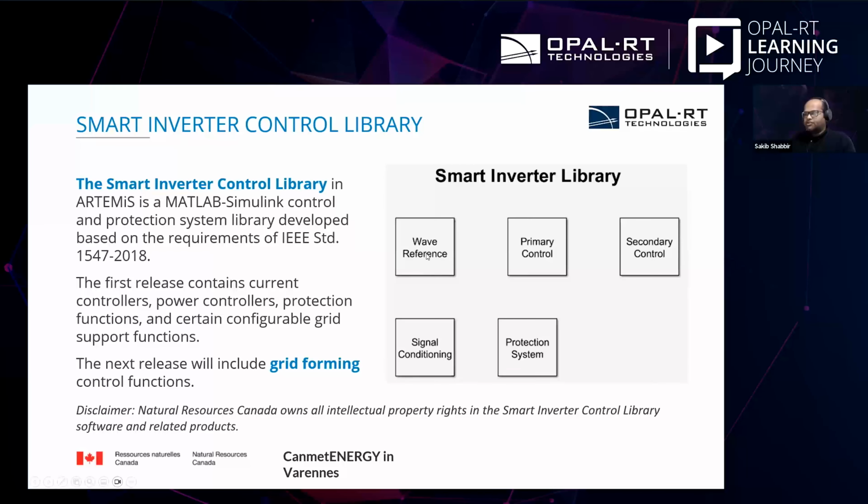These are the functions and blocks currently available in the smart inverter library. It contains some current control loops and power controllers, and according to IEEE 1547, it also has protection functions that cover frequency protection, voltage protection, and current protection whenever there are abnormal situations. In addition, it covers configurable grid support functions required by IEEE 1547 to support voltage and reactive power control. It has constant power factor control.